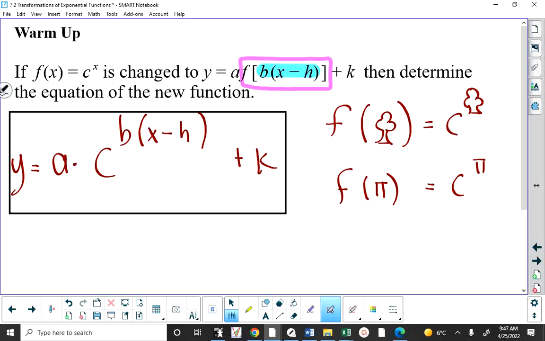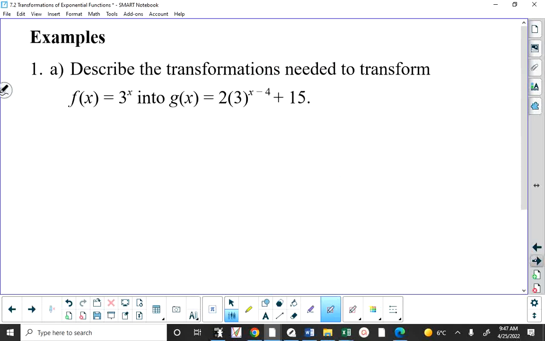All right, so we're going to do a couple of questions related to that and one more exponential growth or decay problem. Describe the transformations needed to change y equals 3 to the x to y equals 2 times 3 raised to the x minus 4, then plus 15. Can you double check that that's the function given in your handout, because I had to retype this morning. Okay, good.